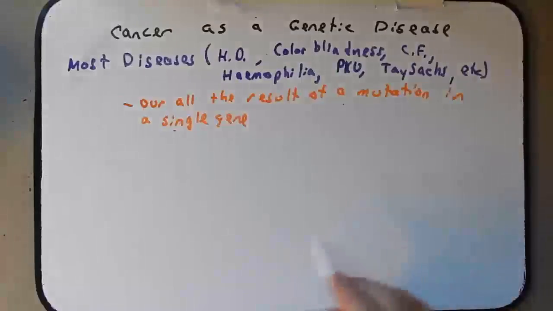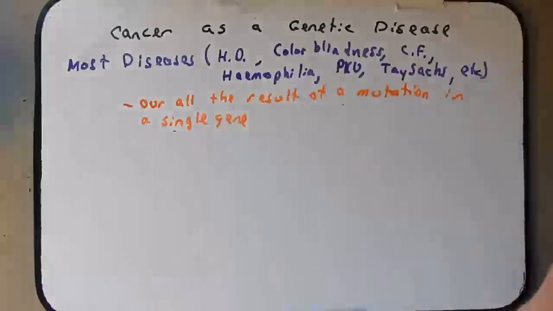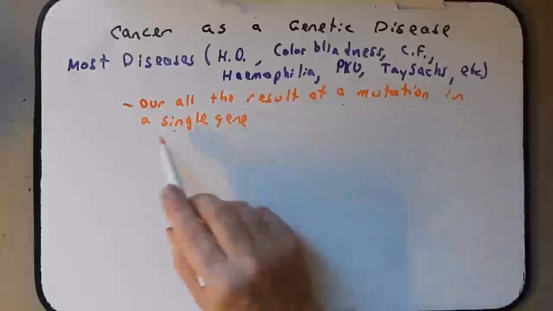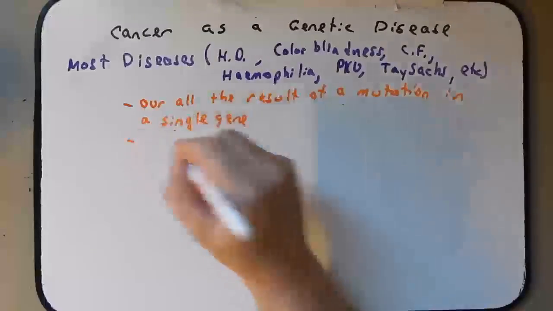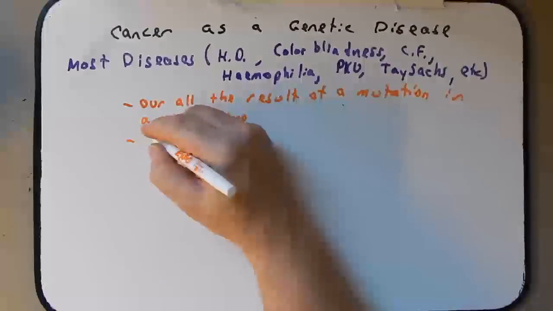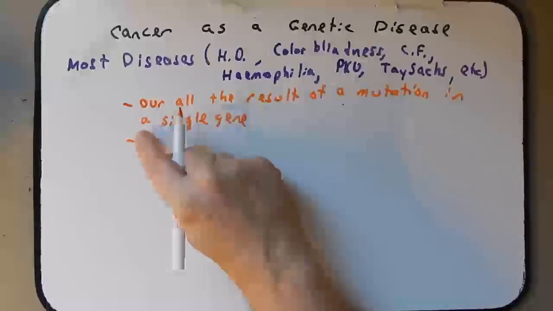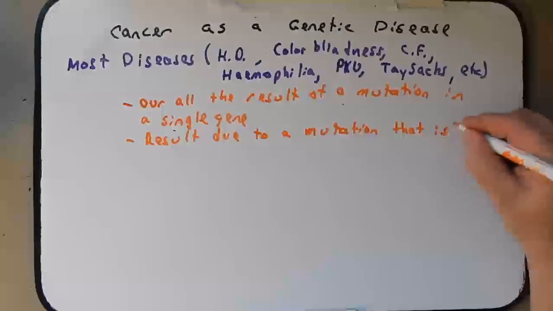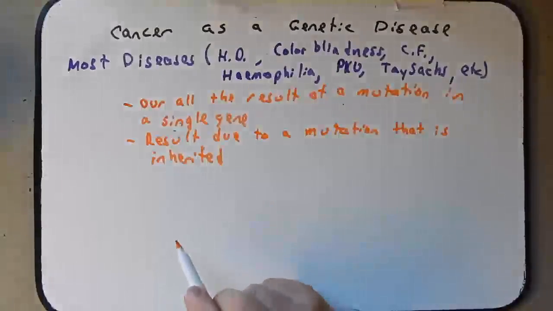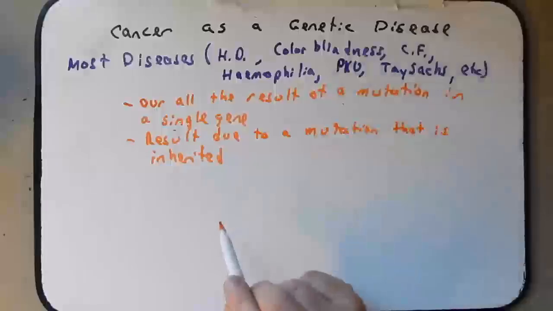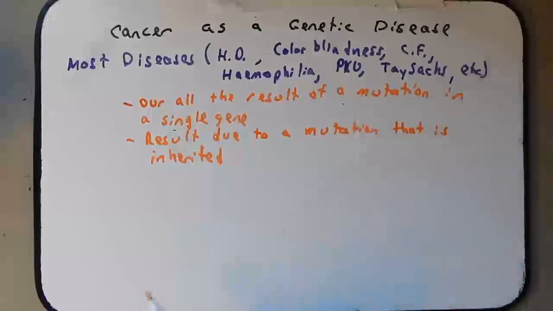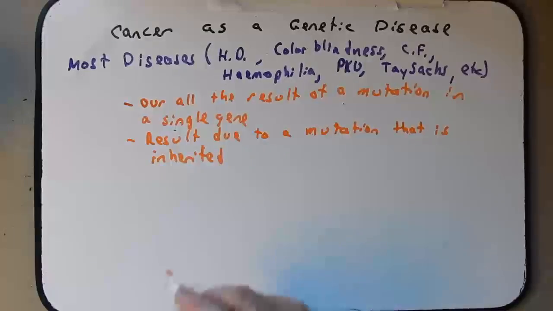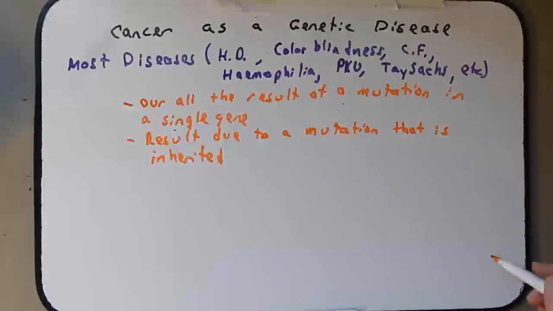Now, not all diseases are the result of a single gene, but these and many, many others are the result of a single gene. And usually, these diseases result due to a mutation that is inherited. So you may inherit the Huntington's disease gene mutation, the colorblindness gene mutation, the cystic fibrosis gene mutation. It's not something that occurs in a somatic cell. It usually occurs in a germline cell, the sperm or the egg, that goes on to make the individual.